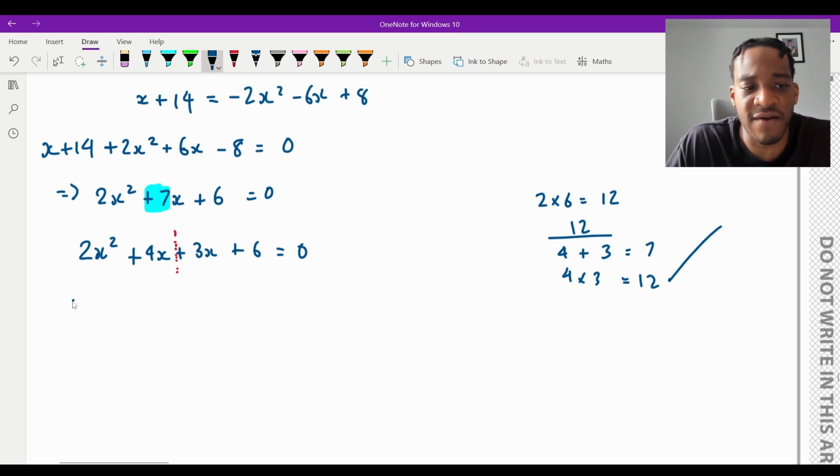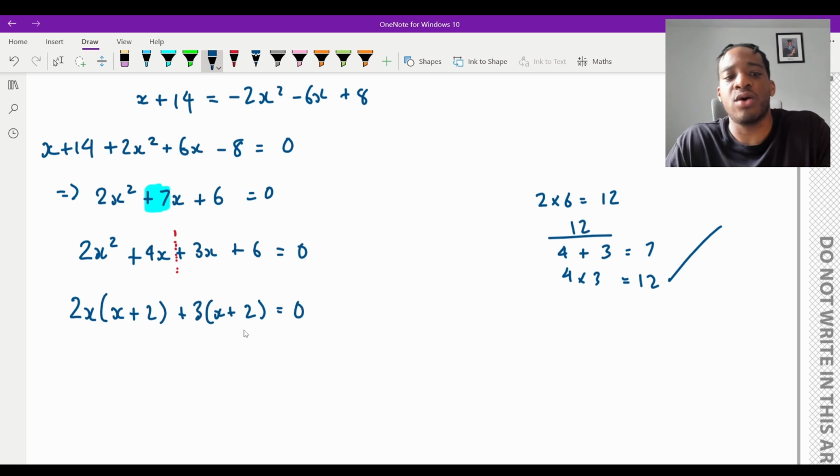So if I factorize the first 2 terms, I'm going to have a 2x on the outside, and this will give me an x plus 2. And then if I take out a factor here, I can take out a 3. I'll get another x plus 2 here. This is equal to 0. And then now we need to solve.